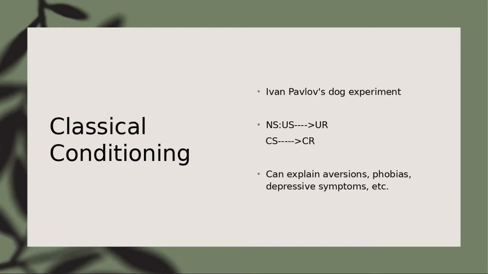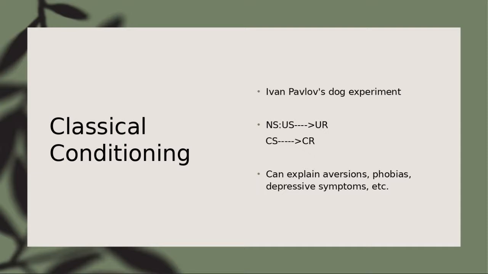So Pavlov began to realize that these animals were somehow making a connection between the meat powder and other things in the environment. So then he began ringing a bell before he fed the dogs. And over time, the dogs made an association between the food and the bell, and he could just ring the bell and the dogs would salivate.